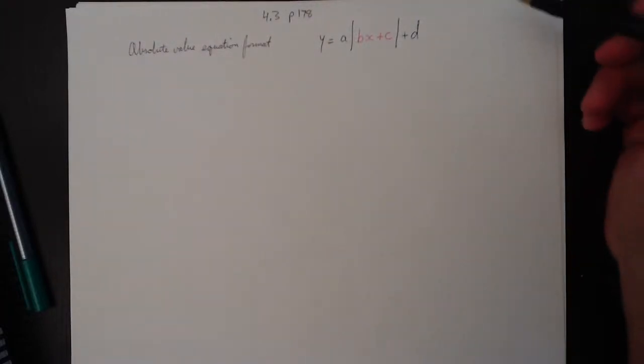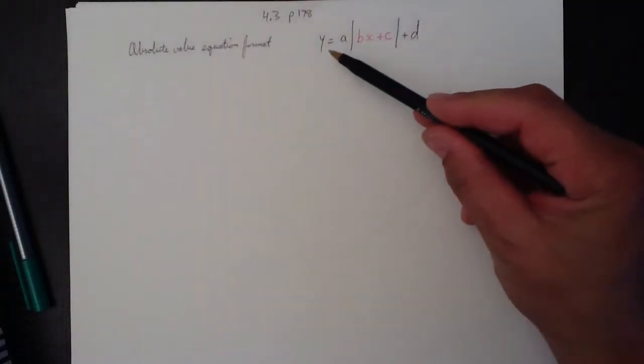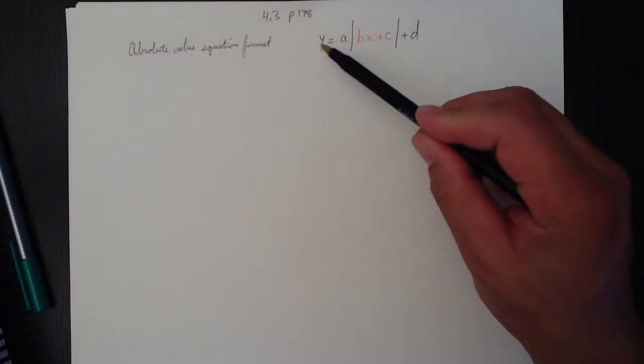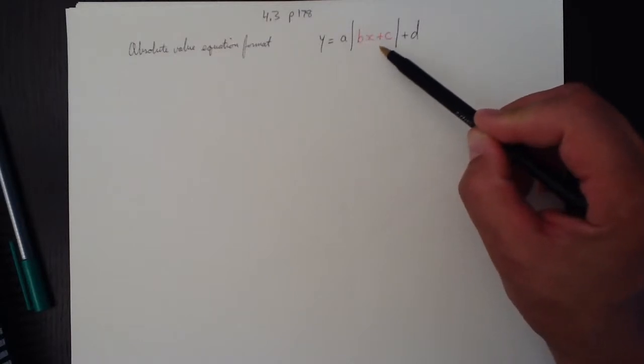Here's an explanation of the y-intercept. But first we have to look at the format that the book likes to use for an absolute value function. And here it is. We have y equals a, and then the absolute value of some stuff.